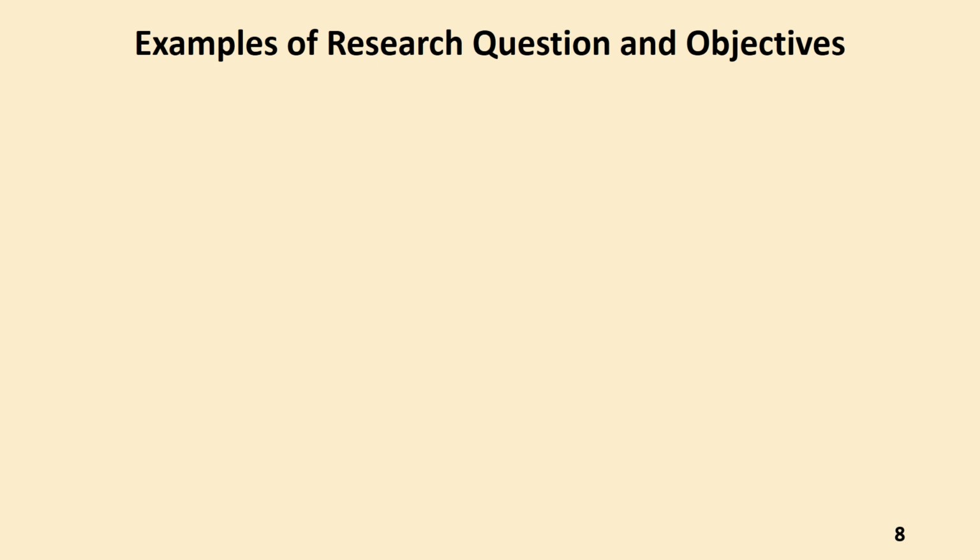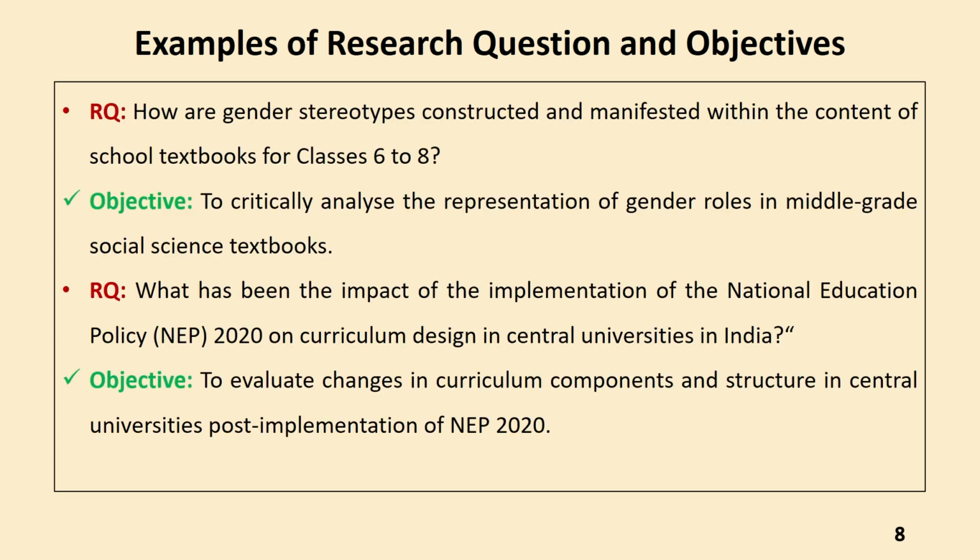Some examples of research question and objective you can see here. Two examples I have taken. How are gender stereotypes constructed and manifested within the content of school textbooks for class 6 to 8? It's a simple question that I have formed, and on the basis of that you can see how we are going to make the objective: to critically analyze the representation of gender roles in middle grades social science textbooks.